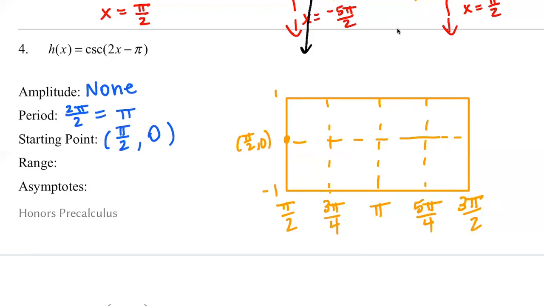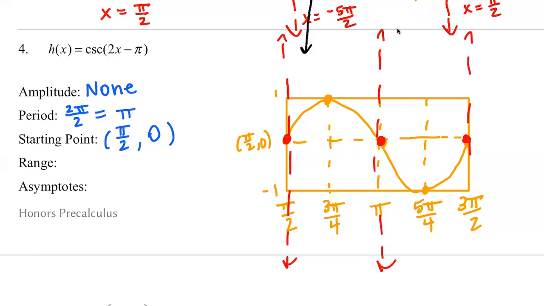Now, everything I do in orange is my light color because it's not really there. Okay, cosecant is the reciprocal of sine. So this is what our sine curve would look like. However, we're graphing cosecant. So anytime our sine curve hits these middle marks, we're going to have an asymptote because the reciprocal would be undefined. Okay, so we have asymptotes at pi over 2, pi, and 3 pi over 2.